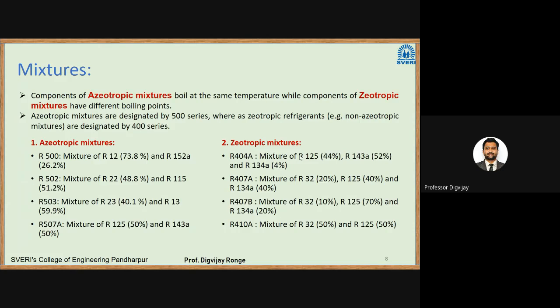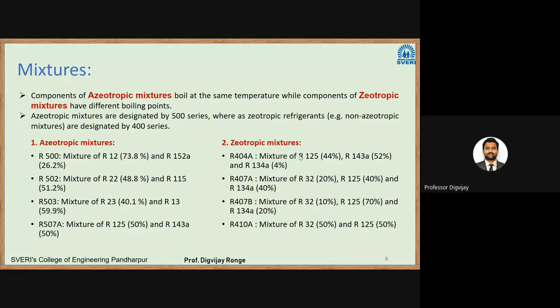If the refrigerants we are mixing together have different normal boiling points, the mixture formed we call a zeotropic mixture. So that is the main difference. They are differentiated by the boiling points of the refrigerants being mixed together. I'll read it: components of azeotropic mixtures boil at the same temperature, while the components of zeotropic mixtures have different boiling points.